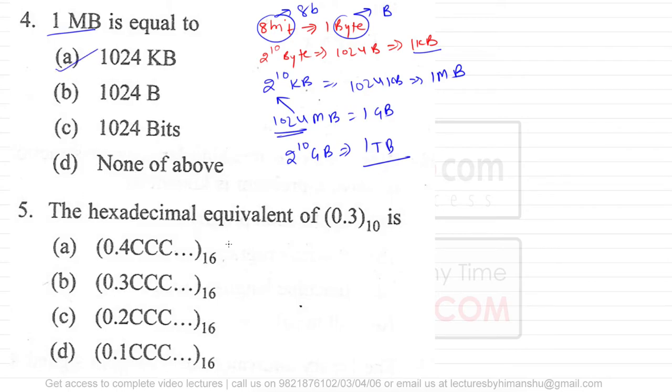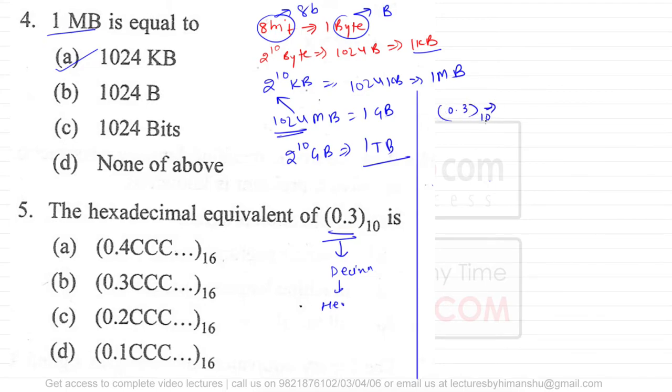In the next question, they are saying the hexadecimal equivalent of this given number. So the number that they are giving is 0.3 with base 10. The best way to convert this number to hexadecimal is to convert it to binary and then convert the binary number to a hexadecimal number. So just for simplicity, let me take more space and explain it to you properly, because I feel this question is going to be long. We have 0.3 with base 10.